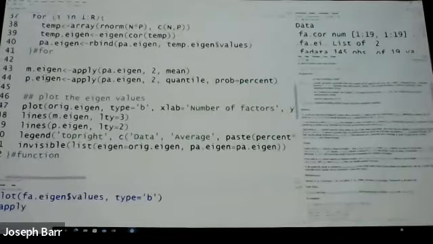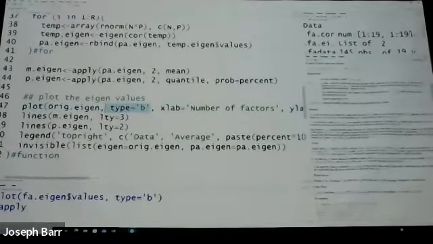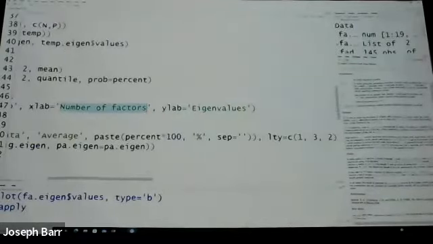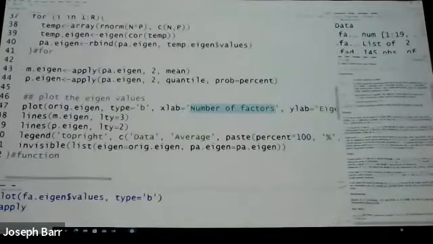Now you're gonna plot the eigenvalues. This is the original data eigenvalues, with type b. And you can change the x label and the y label. The x label is number of factors, the y label is eigenvalues. It just tells us the meaning of the x and y labels. And then you add some lines. What are the lines? The average of eigenvalues and the percentile of these eigenvalues.